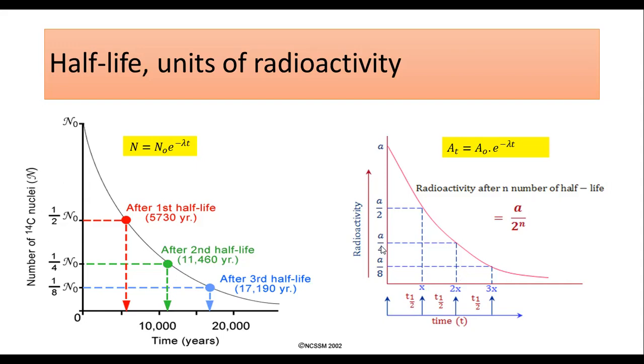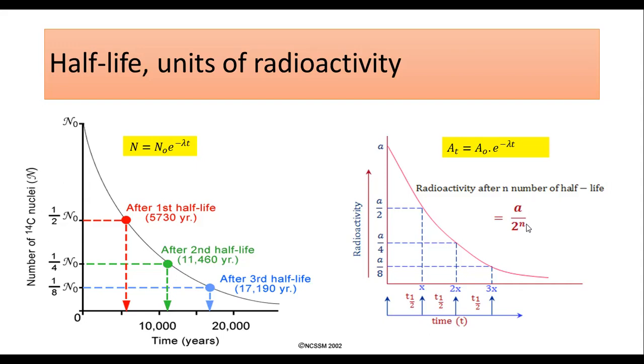So you can get the half-life from any half of the initial concentration, or from here to here, or from here to here. You will get the same half-life, because this is first order kinetics, and you can represent how to get the radioactivity after n number of half-lives: A divided by 2^n. If it is the first half-life, that means A by 2, as given over here.